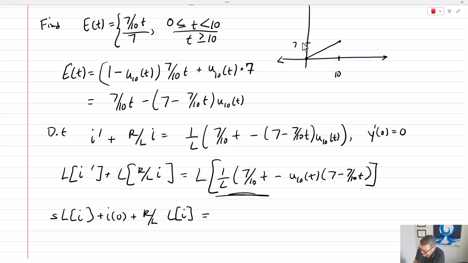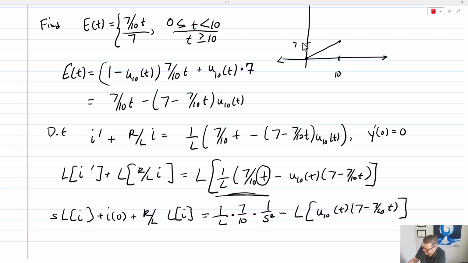So we'll do this first part right here. That's going to end up being L times 1 over L. Or excuse me, that's the Laplace transform of 1 over L. So it's going to be 1 over L, and then times 7/10, and then times 1 over s squared, because that's the Laplace transform for t. Then minus, and then what I'm going to do is I'm just going to rewrite this as L of u10 of t, 7 minus 7/10 t, so that we can go over the Laplace transform using the second shifting theorem.